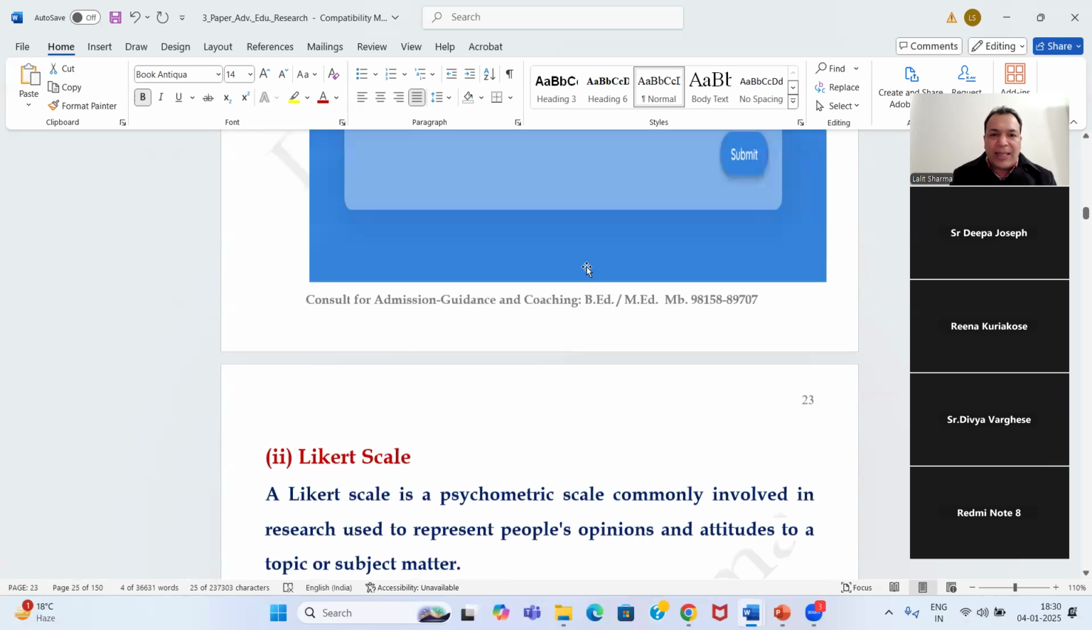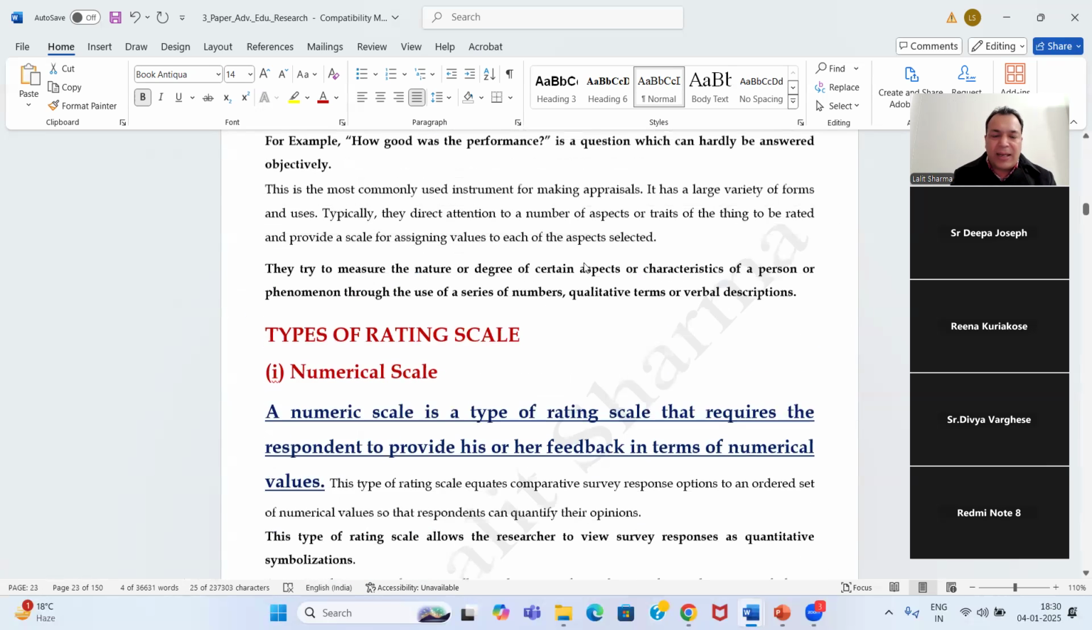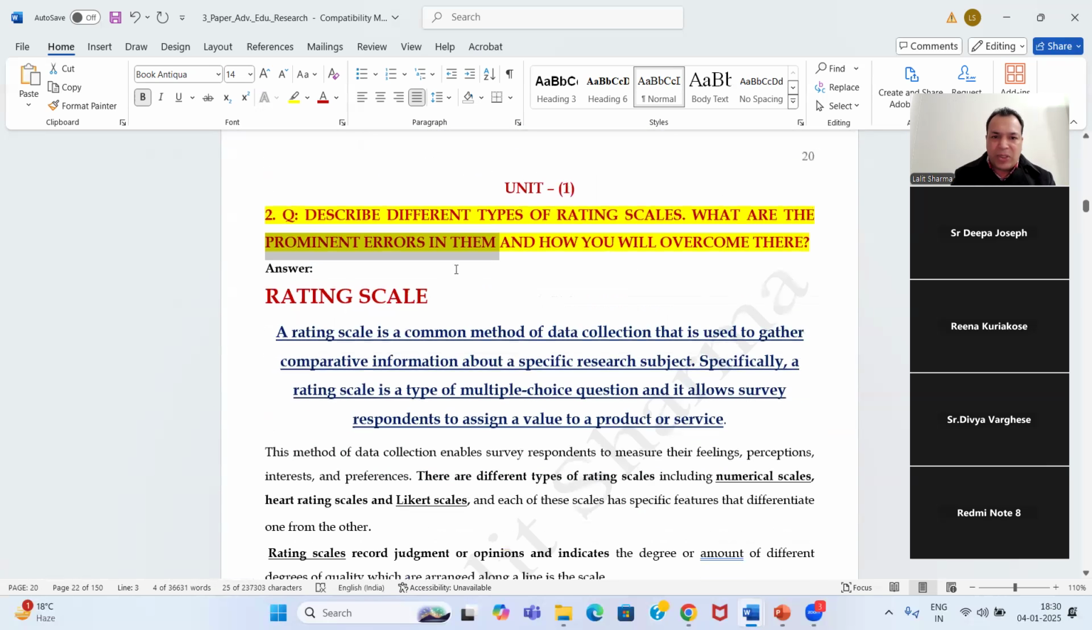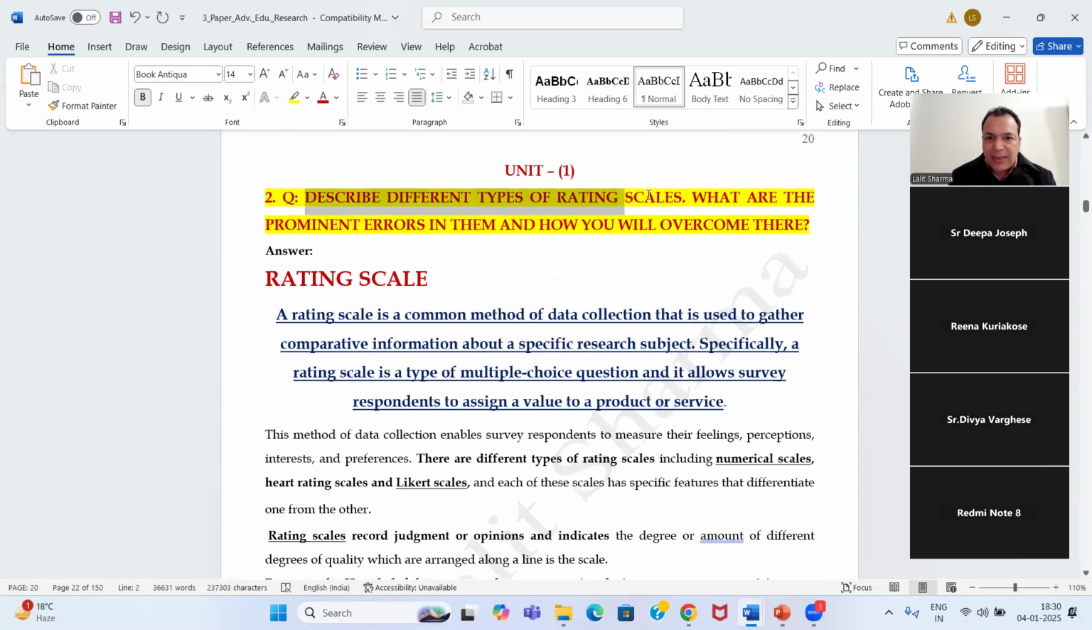Actually, the examiner has framed the questions here. Now, what is the question? See the question. Describe different types of rating scales. Meaning, what the examiner has done is he has asked the whole unit.